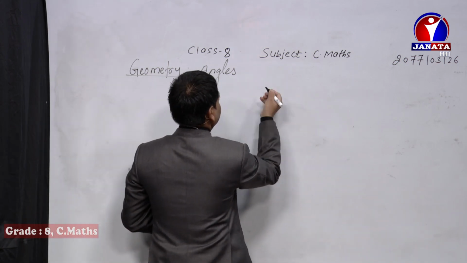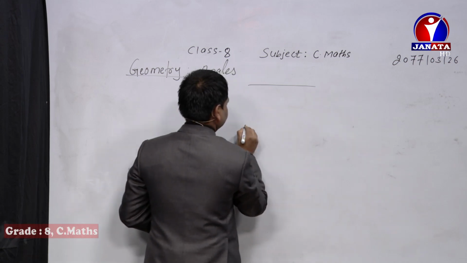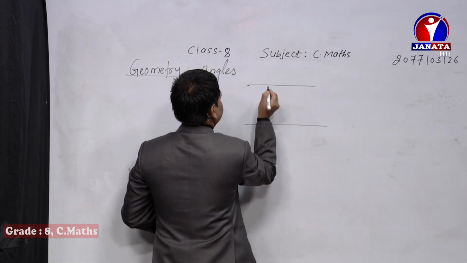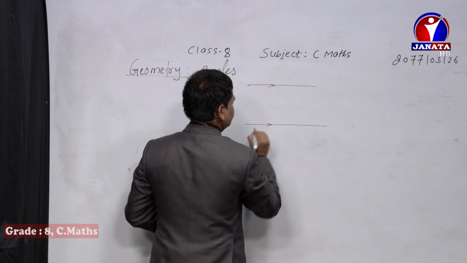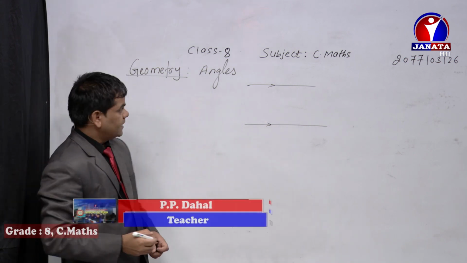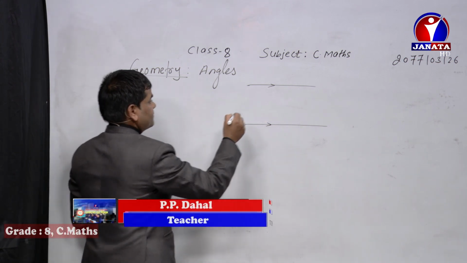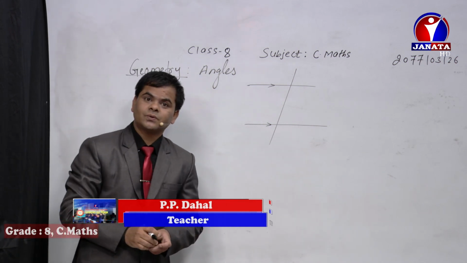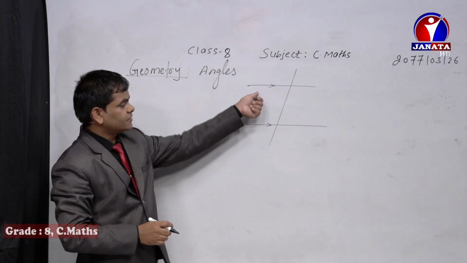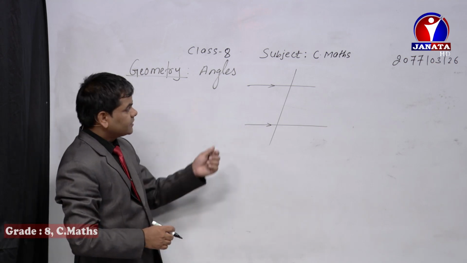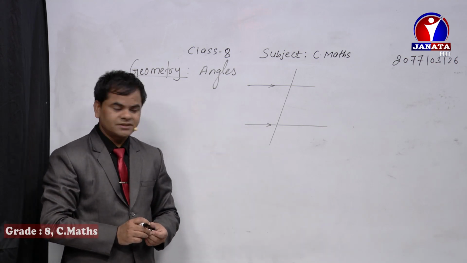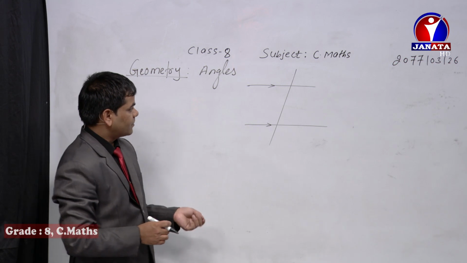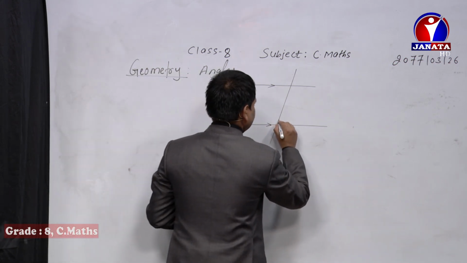Let's take again one example, dear student. These two lines are parallel to each other. If a transversal is presented to intersect the two parallel lines at that time, they form several types of angles. So among those angles we are going to revise once again.